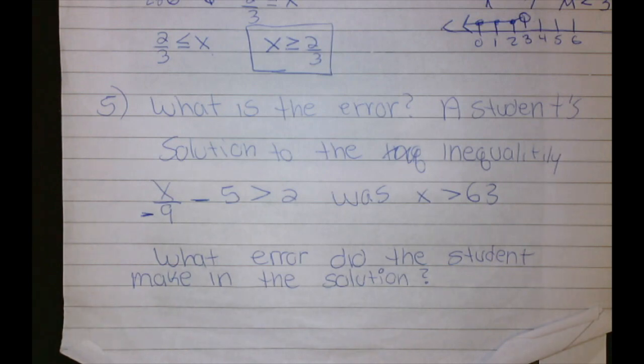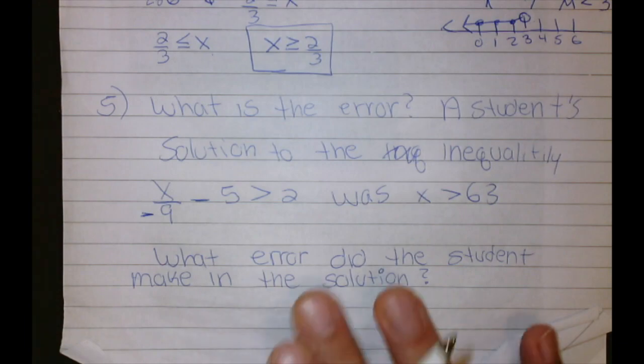What is the error? A student's solution to the inequality x over negative 9 minus 5 is greater than 2 was x is greater than 63. What error did the student make in the solution? Feel free to pause the video and try this on your own.